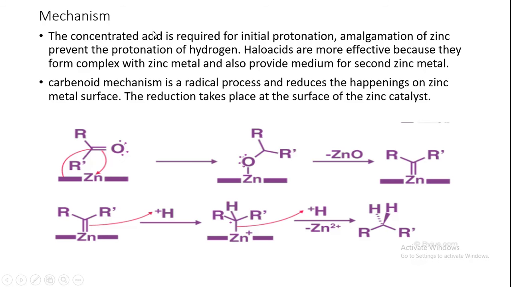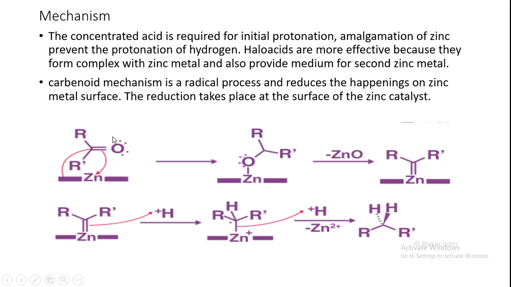The concentrated acid is required for the initial protonation. Amalgamation of zinc prevents the reduction of hydrogen. Halo acids, that means HCl, are more effective because they form a complex with zinc metal and also provide a medium for the second zinc metal. So here two zinc metals will attack. The carbenoid mechanism is a radical process and the reduction happens on the zinc metal surface. The reduction takes place at the surface of the zinc catalyst.